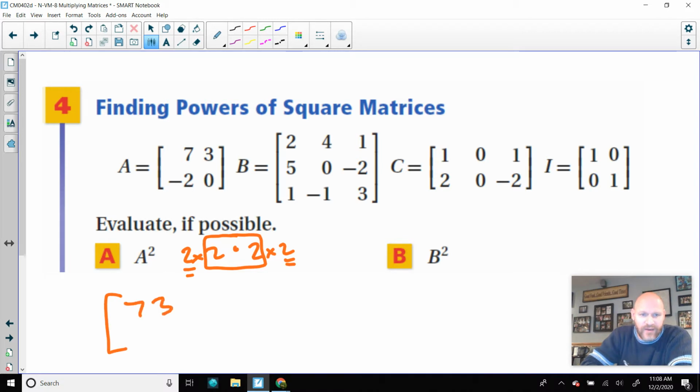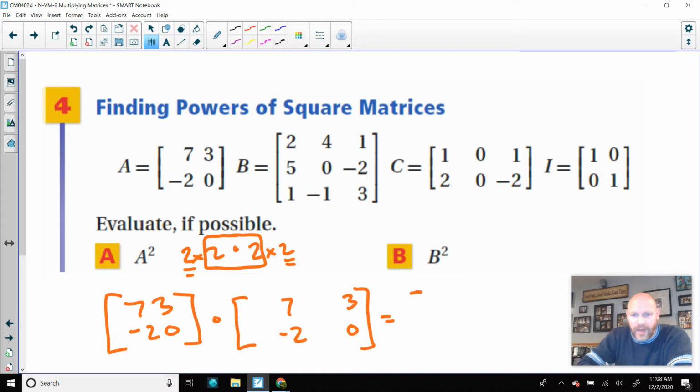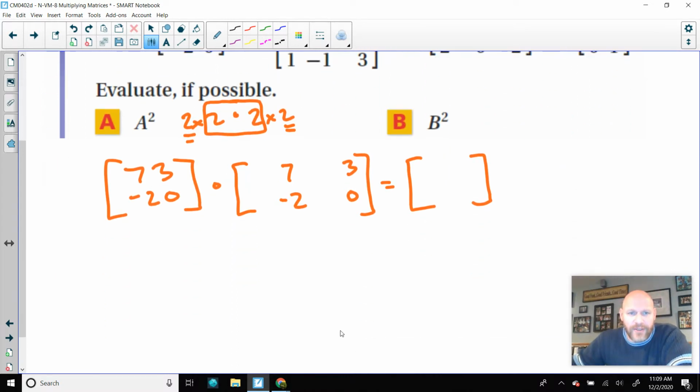We have a 7, 3, negative 2, and a 0. And we're going to multiply that to a 7, negative 2. See how I leave a little bit of space, leave some more space, 3, and a 0. And this will give me a 2 by 2 matrix when it's all said and done. And then we'll do B squared on another page. So let's go ahead and take a look at these bad boys here.